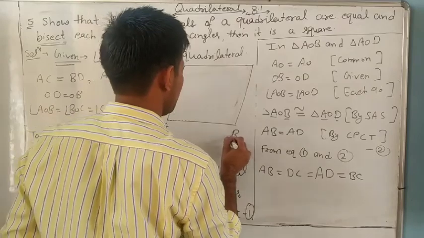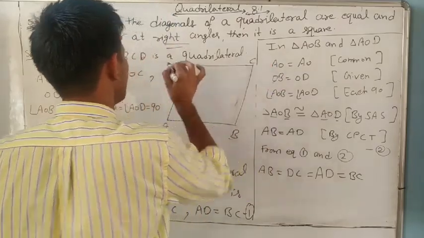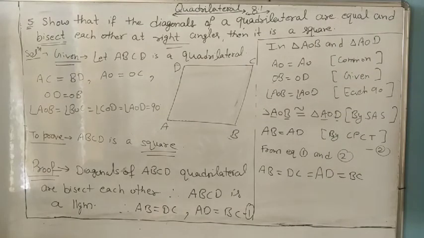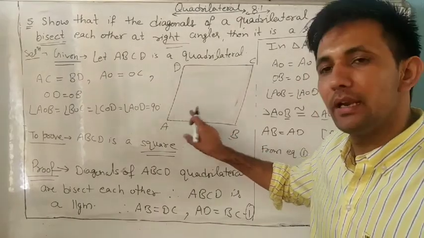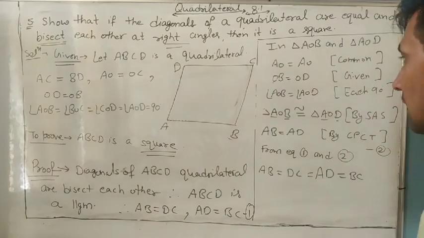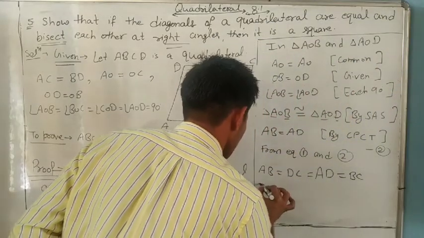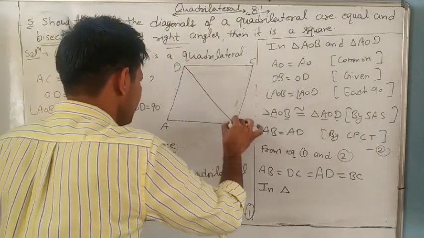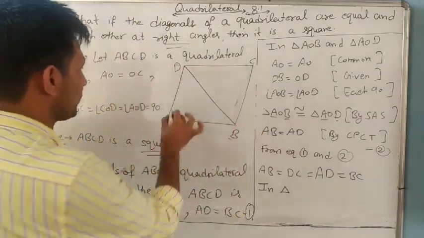A, B, C, D. Because we want to prove that each angle is 90. So we will take any two angles, angle A and angle B. Angle A is in which triangle? ABD. So angle A, this one.